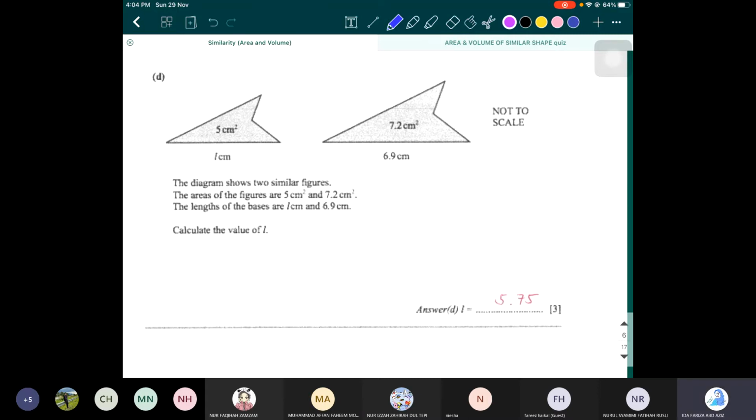Alright, kita tengok ini. The diagram shows two similar figure. Okay, bila you dapat soalan exam, dia akan cakap benda ni similar. Okay. The areas of figures are 5 cm square and 7.2 cm square.